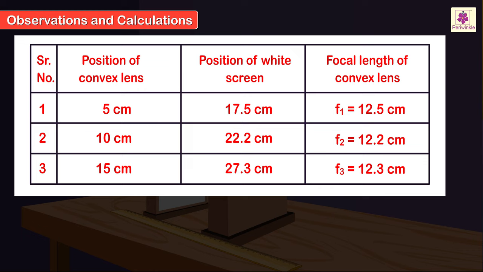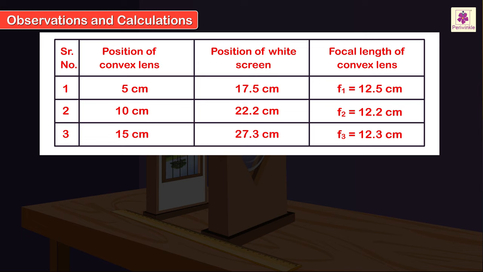Observations and calculations. When the position of the convex lens is 5 cm and position of the white screen is 17.5 cm, the focal length of the convex lens is 12.5 cm. When the position of the convex lens is 10 cm and position of the white screen is 22.2 cm, the focal length of the convex lens is 12.2 cm. When the position of the convex lens is 15 cm and position of the white screen is 27.3 cm, the focal length of the convex lens is 12.3 cm.